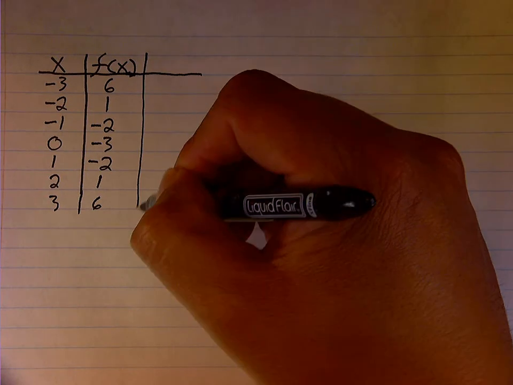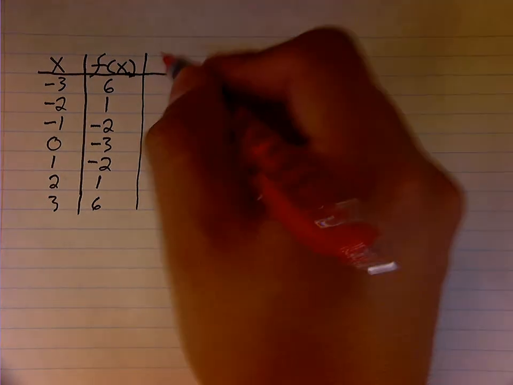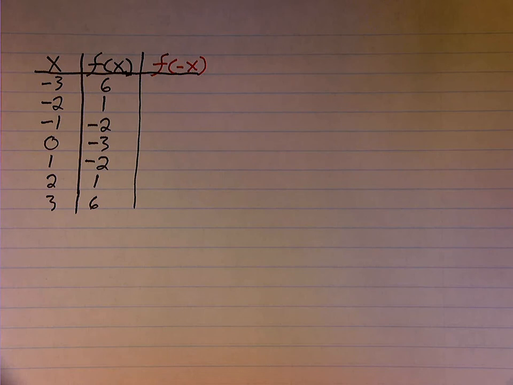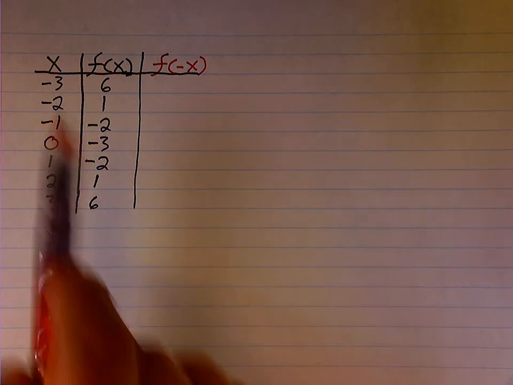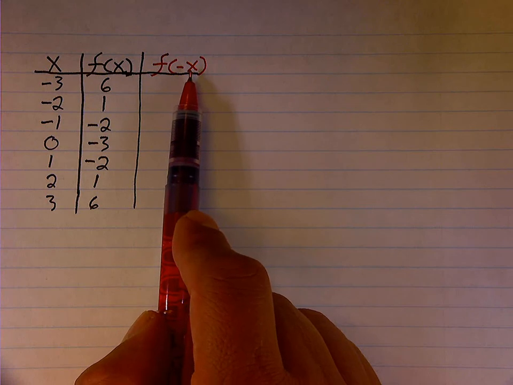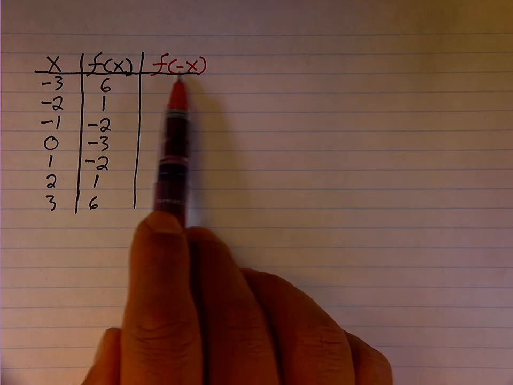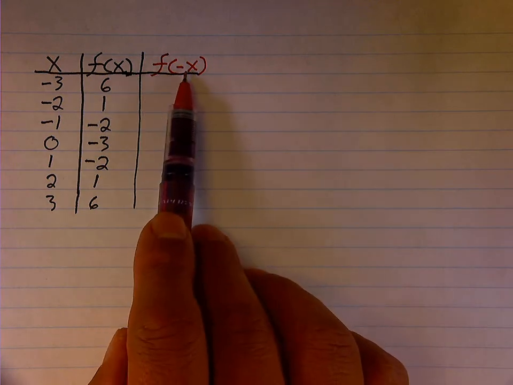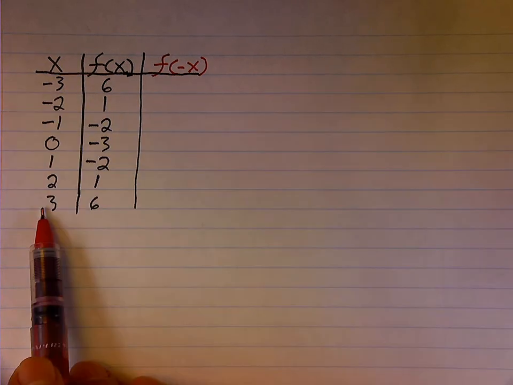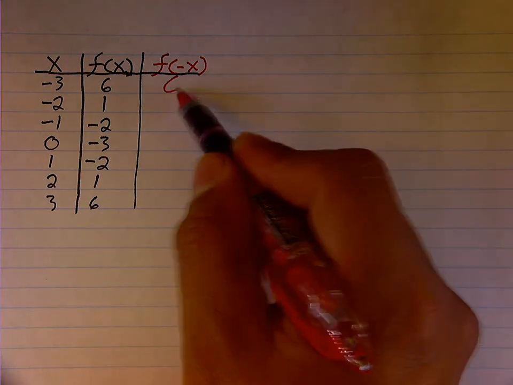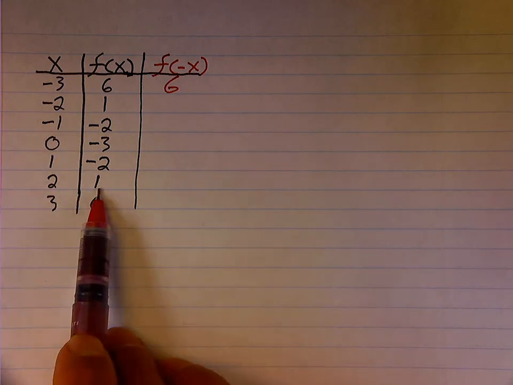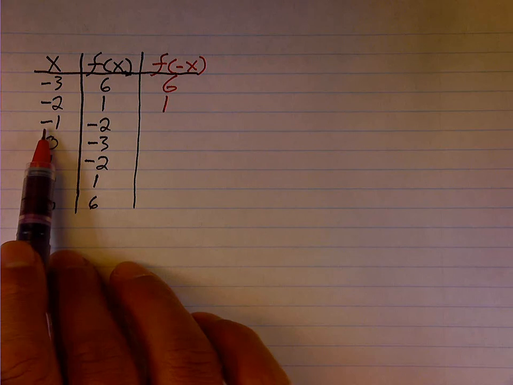I need another column. In this case, I'm going to look at f of negative x. So it's a little weird how we're going to do it, but when I plug in negative 3 into here, I need to change it to positive 3. So basically, this is going to have the same output for the opposite sign of x. So I need the output not for here, but the output for here, which is 6. For this line, I need the output not at -2, but at +2, which is 1.